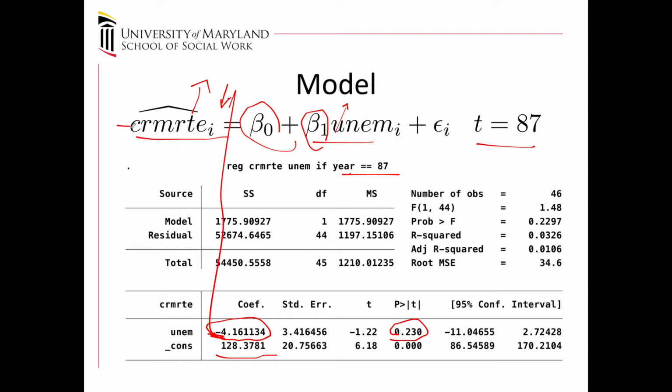But we didn't expect to really be able to detect that in cross-sectional data, in large part because we have combined the within and between effects. We don't really see any within effects. We only see between effects. So this represents differences in cities with varying rates of unemployment and varying rates of crime.